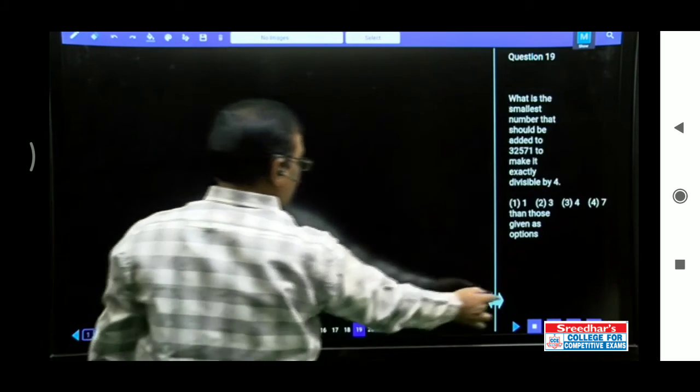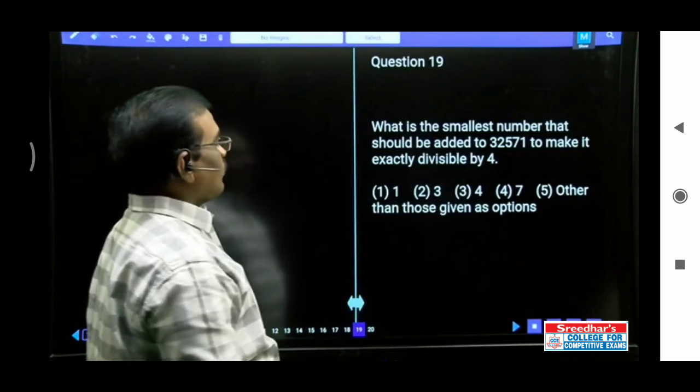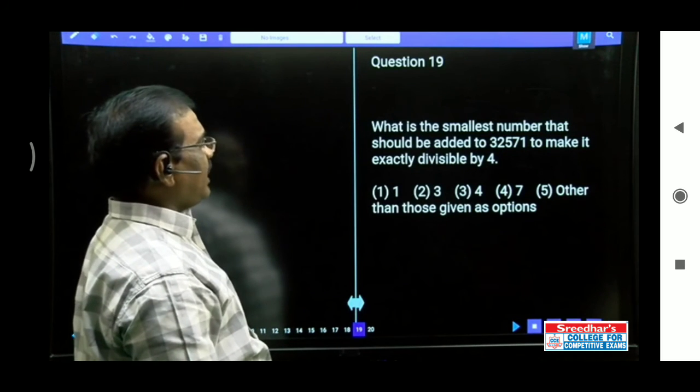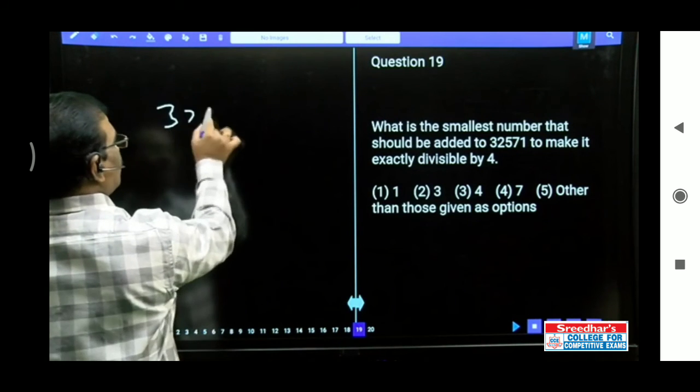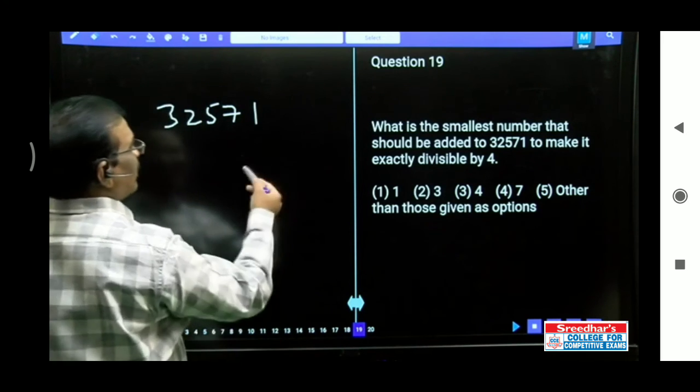Next one 19 చూస్తే, what is the smallest number that should be added to 3 2 5 7 1 to make it exactly divisible by 4? To make it exactly divisible, ఇప్పుడే చెప్పుకున్నాం మనం, 4 divisibility కండిషన్ కావాలండి.